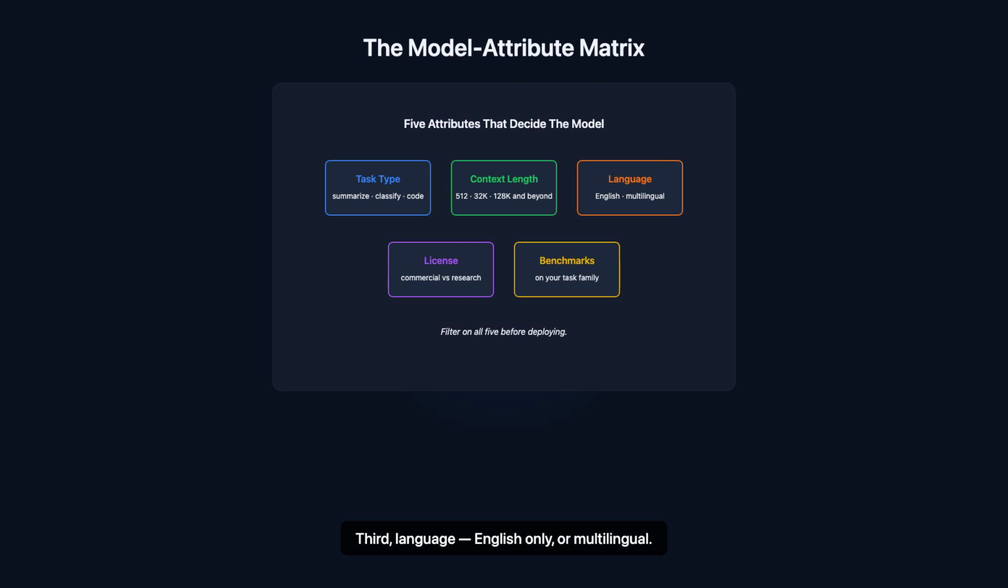Third, language. English only, or multilingual. Fourth, license. Does this model permit commercial use, or is it research only? And fifth, benchmarks. Not the headline leaderboard, but how it scores on your task family. Filter on all 5 before you deploy. Every common model selection mistake is a case of skipping one of these boxes.